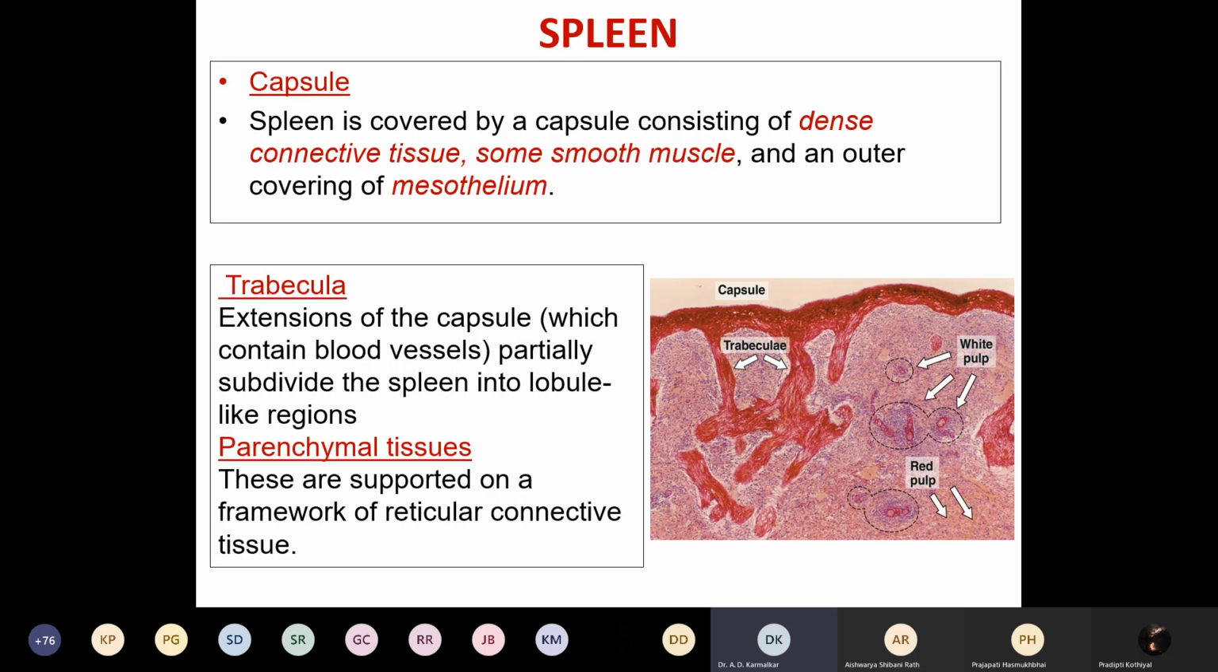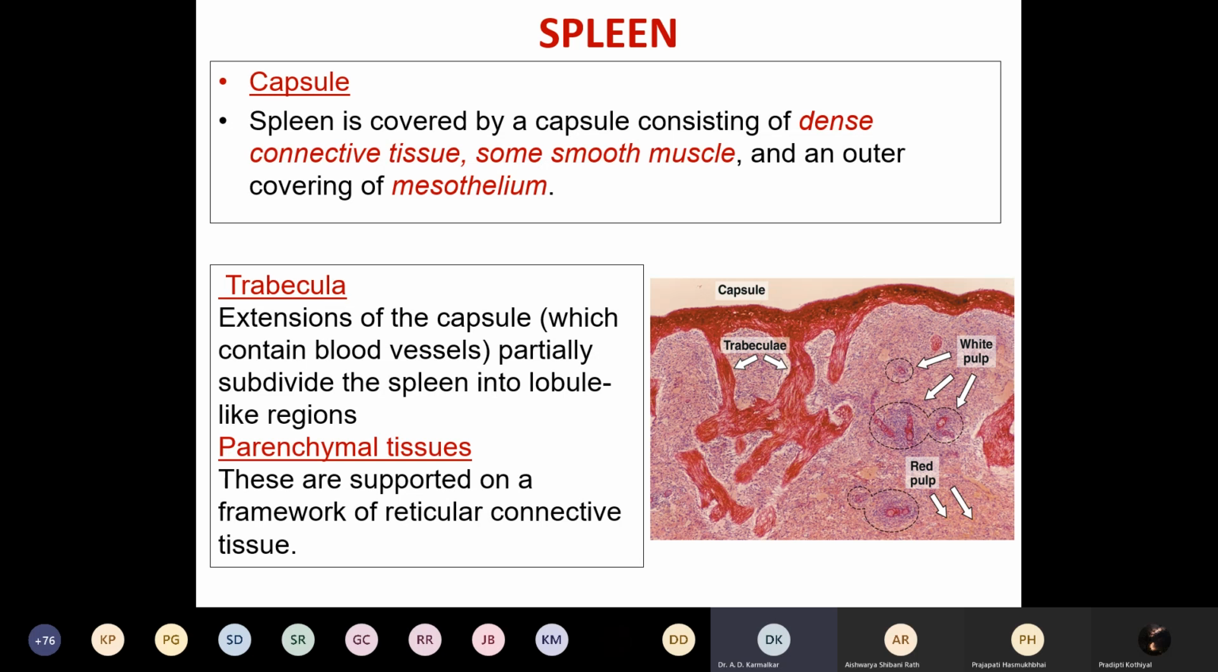Now the spleen again is covered by a capsule, and the capsule sends in the trabeculae. This trabecula extends from the capsule and carries the blood vessels. Why should we know this? Because there is a splenic circulation. Now these blood vessels pass through the trabecula and then enter into the red pulp, and they form the penicillar vessels. You should know the closed splenic circulation and the open splenic circulation, the closed theory and the open theory. We'll see that also in the coming slides.